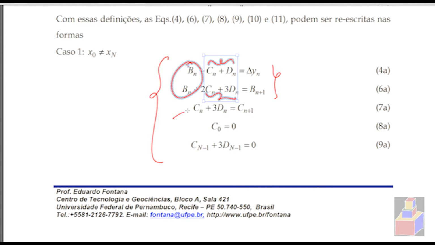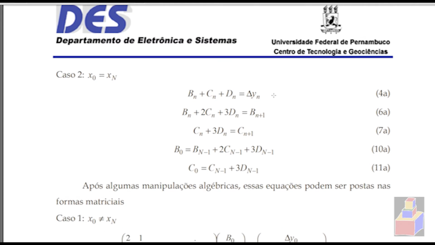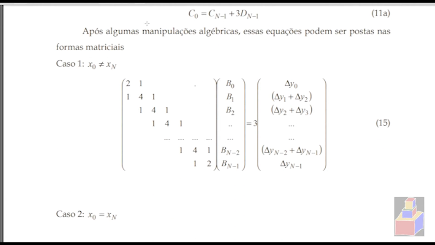And we have a single equation for the B coefficients that can be cast into a matrix equation of this type here, which is the case we are focusing on, different endpoints. Okay, so that's the structure of the matrix equation. I have a 2, 1 in the first row. All the other elements are 0. And we have a 1, 4, 1 that repeats itself in that line. Then we have 1, 2 again. So that's the type of equation we get.